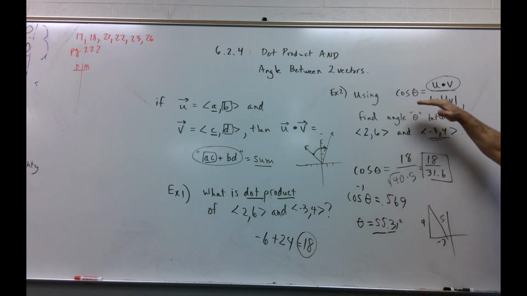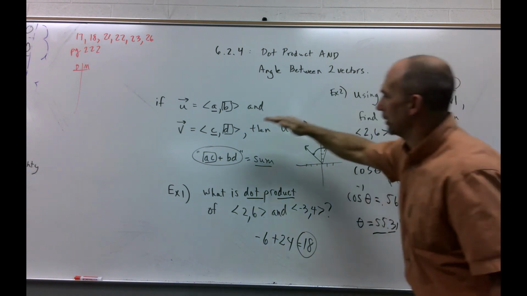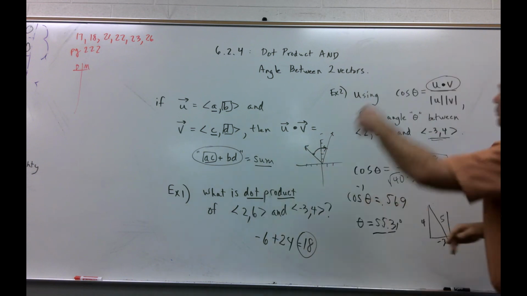So there's your finding the angle between two vectors formula right here, but you got to know how to take the dot product in order to use this.